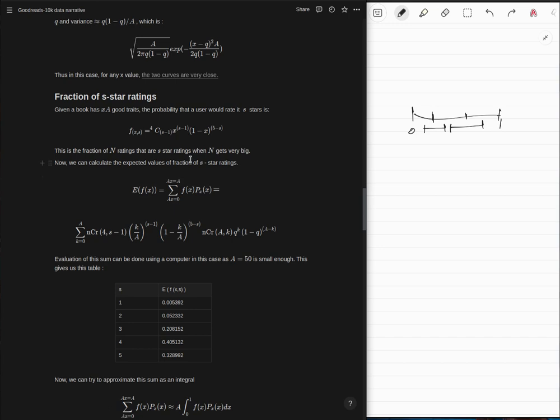If you actually substitute f of x and p sub x of x, you'll get this thing, right? Okay, so f is a function of x, the fraction of 1 star ratings for a book. Well, that times the probability that you actually get x good traits in a book, right? You have to sum up all of these, and that's gonna give you the expected value. That's just the way it is. So then expanding this, you will get this, right? Just substitute f of x and p sub x of x for their actual expressions. You'll get this summation, which, I mean, it just looks scary.